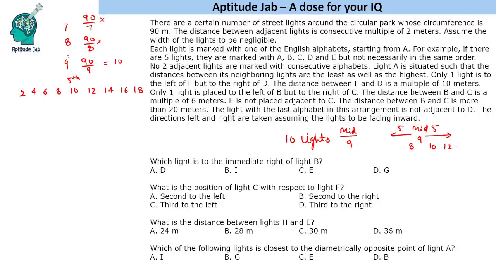Okay, so 12, 14, 16, 18, that is fine. Here you have 8, 6, 4, 2, 0, but 0 is not possible, right? There has to be some positive number. So 10 lights is not possible, so the only possibility is that we will have 9 lights. Okay, so now we know that the number of lights is 9. Now let's solve this using the given conditions.